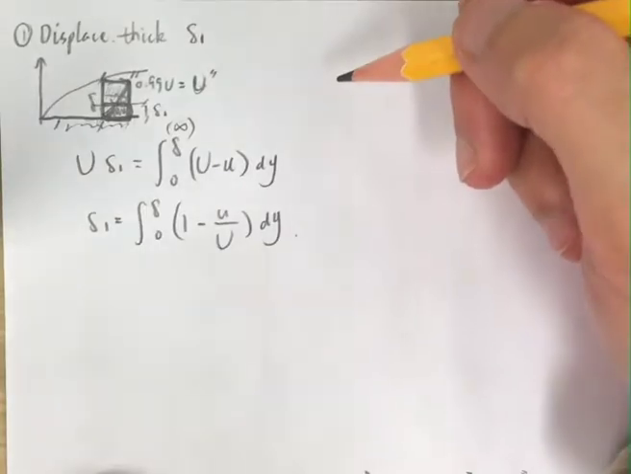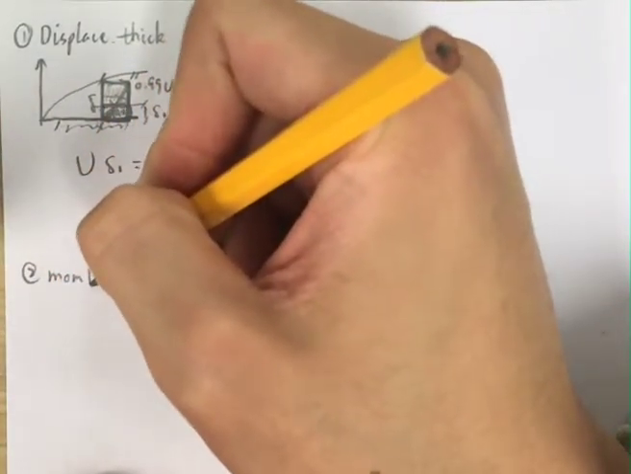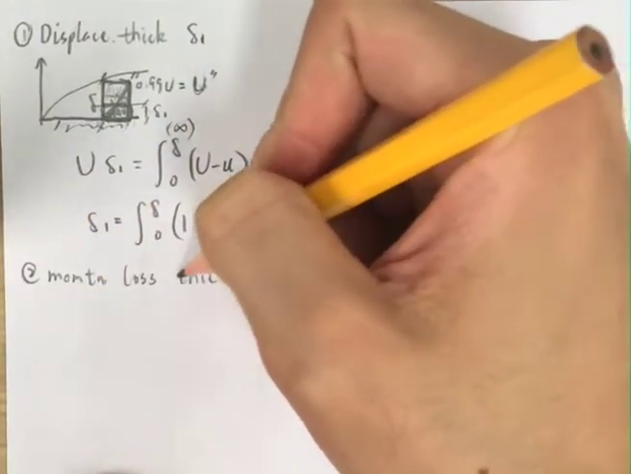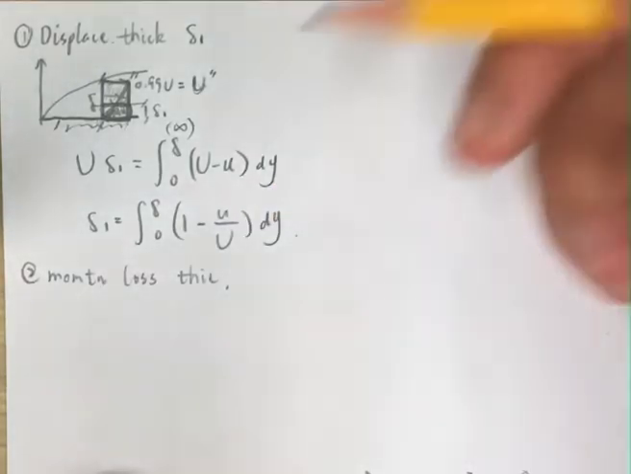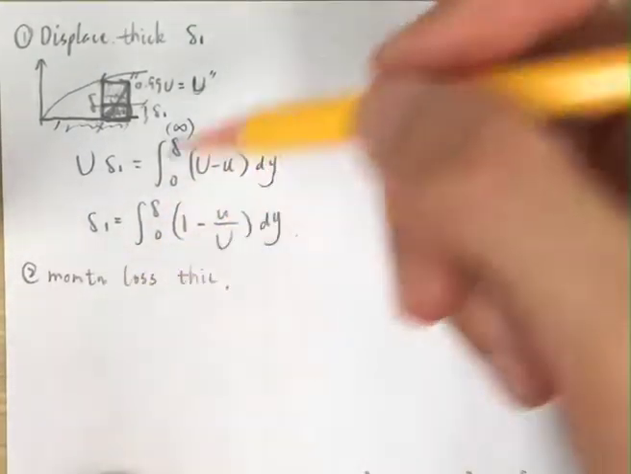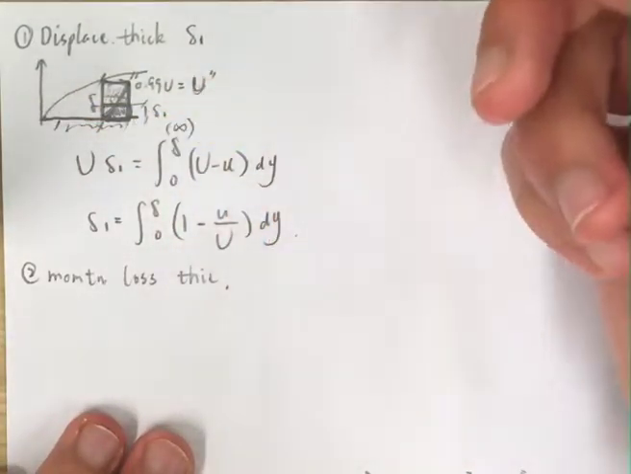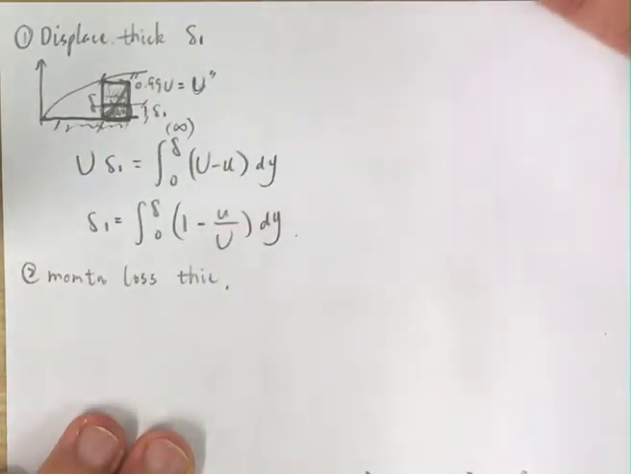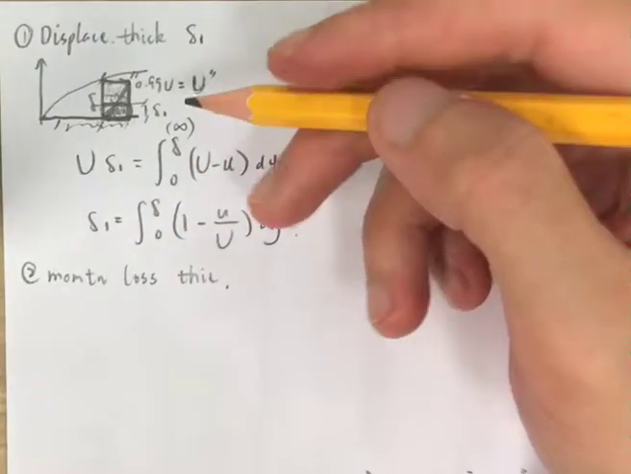Another kind of thickness is momentum loss thickness, or momentum thickness. As the name states, not only will the boundary cause a mass loss in flow rate, it will also cause a momentum loss.